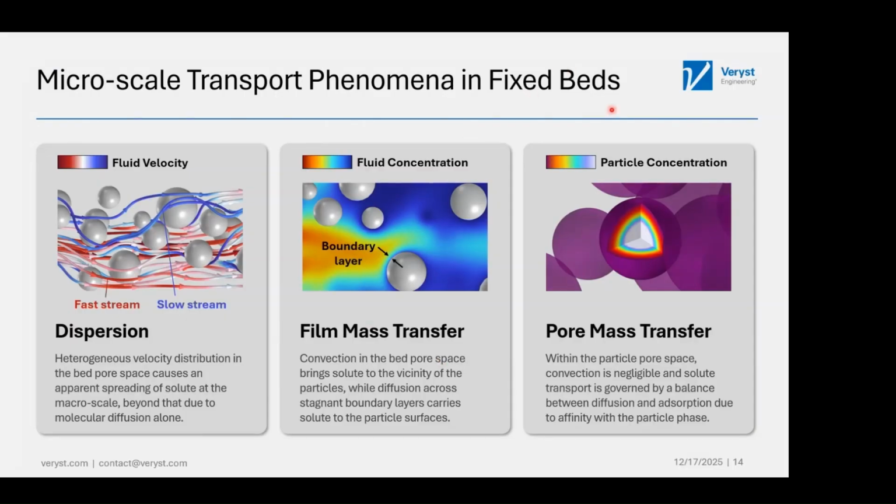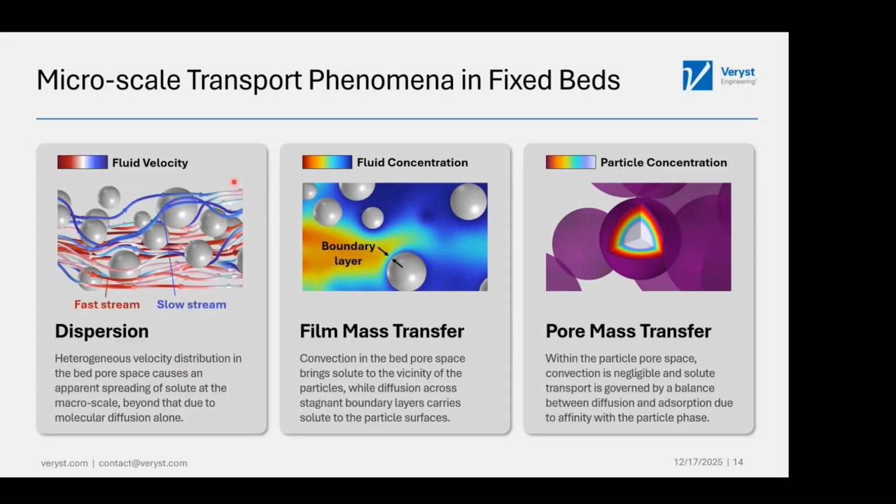So in fixed beds, there are a number of transport phenomena that are important. Even though we don't have to calculate the degrees of freedom in the particles, they influence the flow and transport, and so their presence obviously has significance. Some of the phenomena that we have to be aware of in fixed beds are shown here.